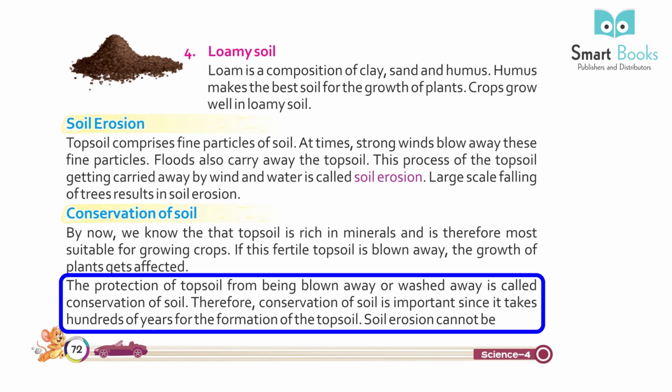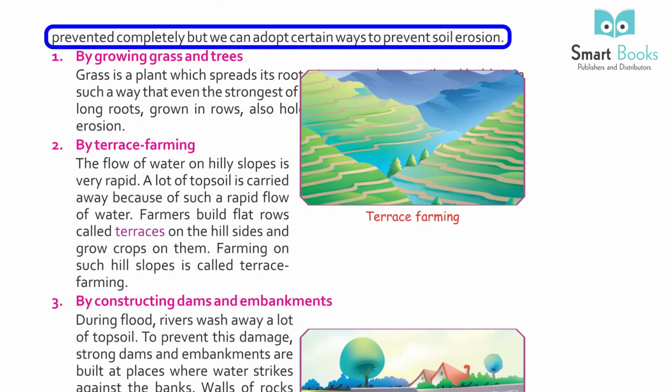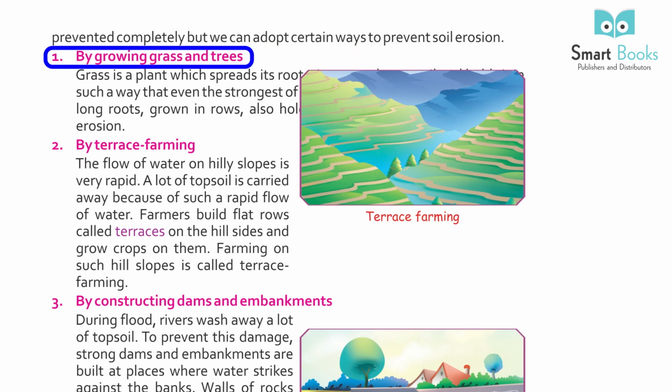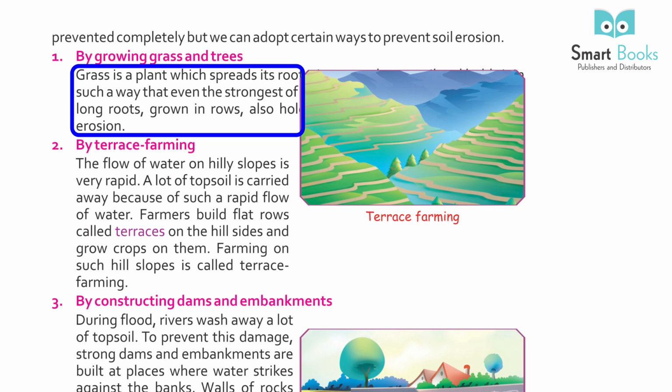Soil erosion cannot be prevented completely, but we can adopt certain ways to reduce it. 1. By growing grass and trees. Grass is a plant which spreads its roots in such a way that they hold the soil and prevent erosion.